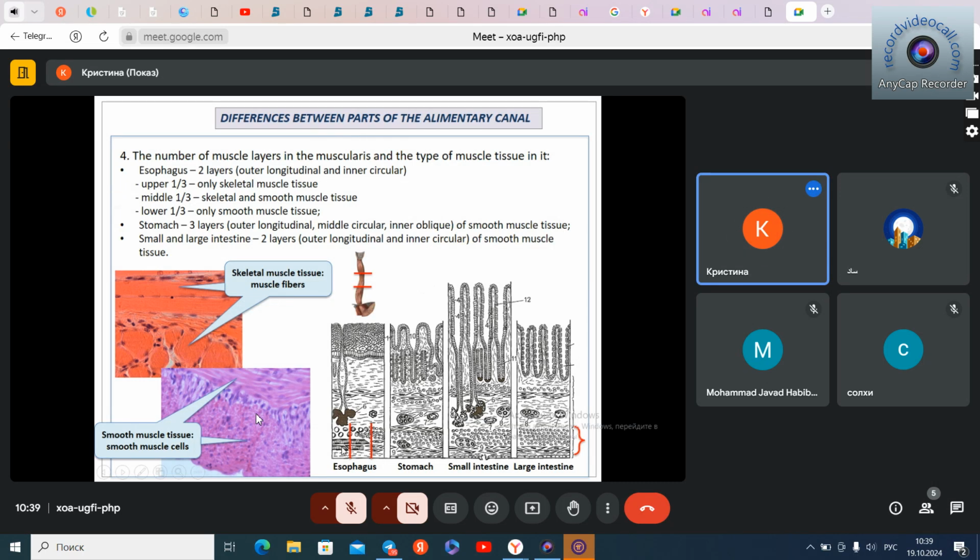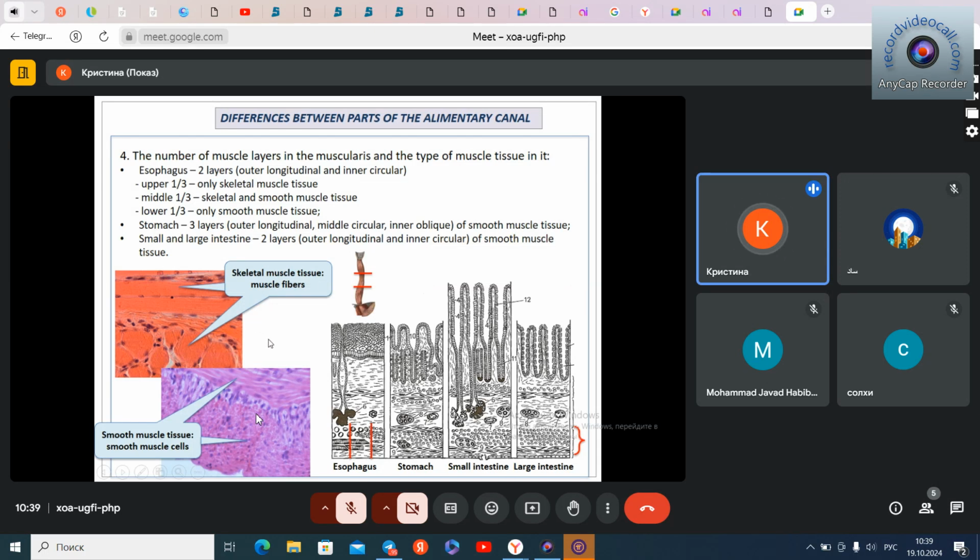This is the area where the switch of the type of muscle tissue takes place. Here, the skeletal muscle tissue changes and is substituted with smooth muscle tissue. And in the lower portion of the esophagus, closer to the stomach, we have only smooth muscle tissue in both inner circular and outer longitudinal layers.